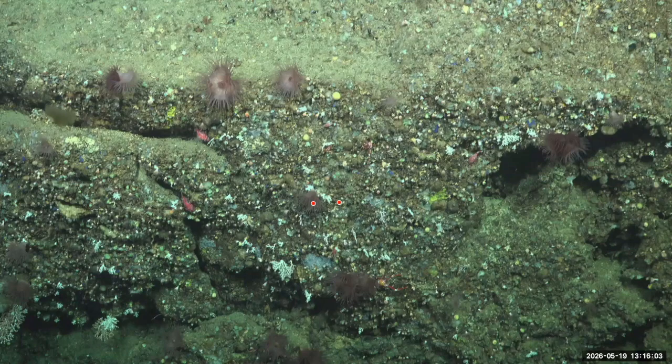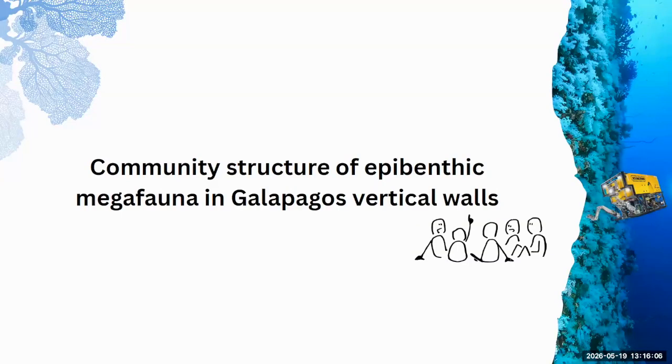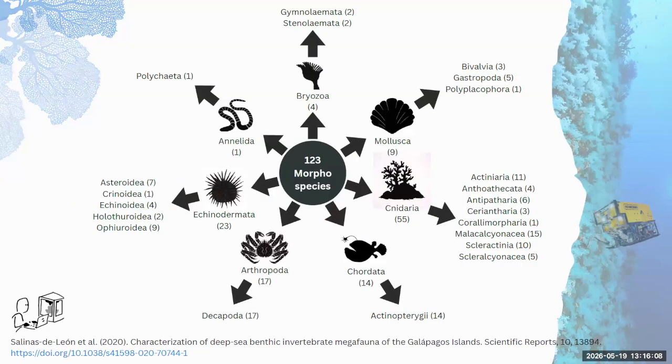So now let's talk about the community structure of the epibenthic megafauna in the Galapagos vertical walls. We recorded 123 morphospecies within these vertical wall sections. Compared to the area, this is a really high number. So for every 10 square meters, you find one new morphospecies. And you can already see where I'm going, because these vertical walls are like a small biodiversity hotspot within these deep sea ecosystems.